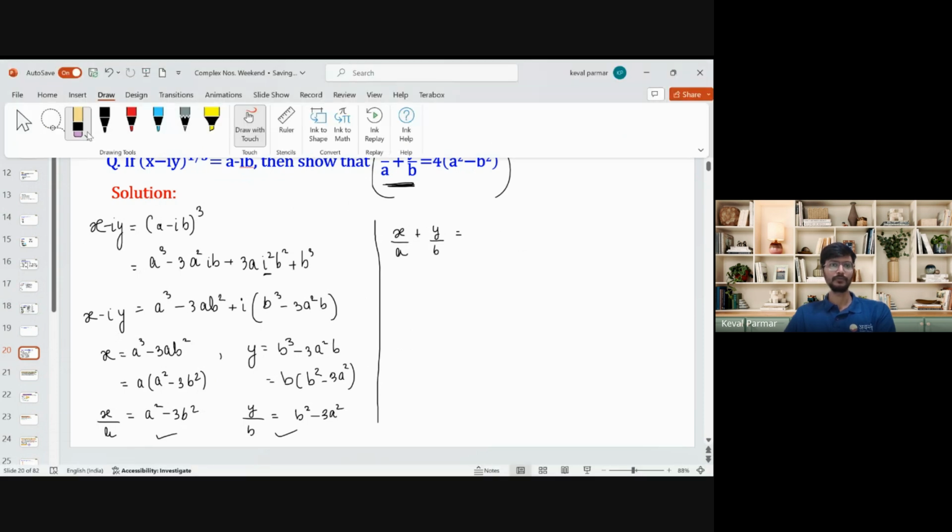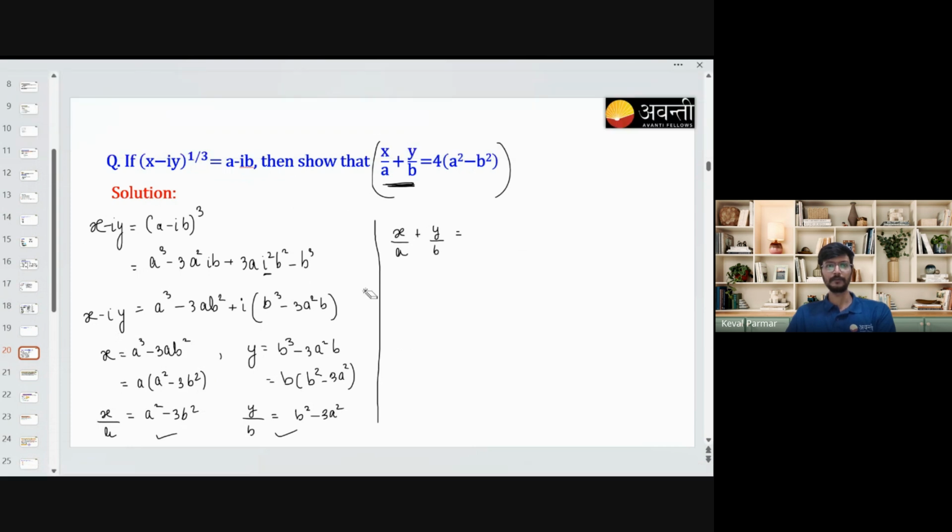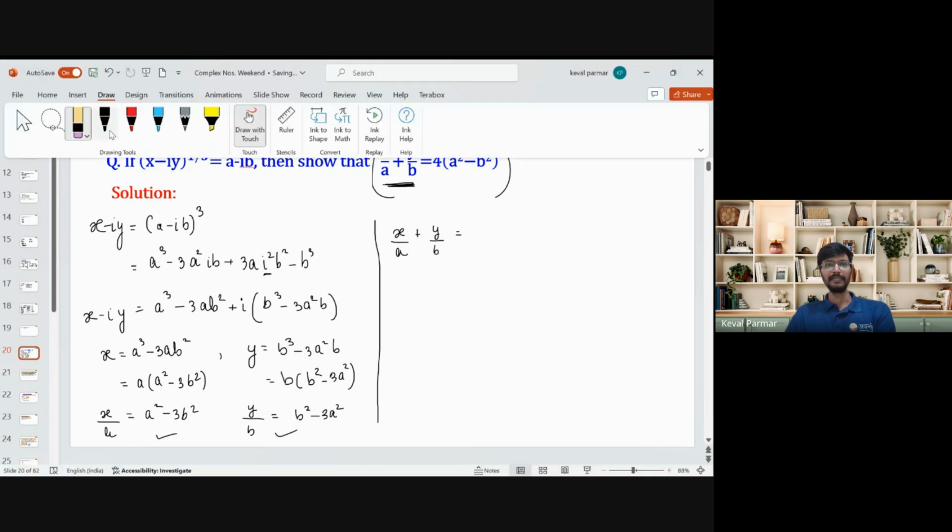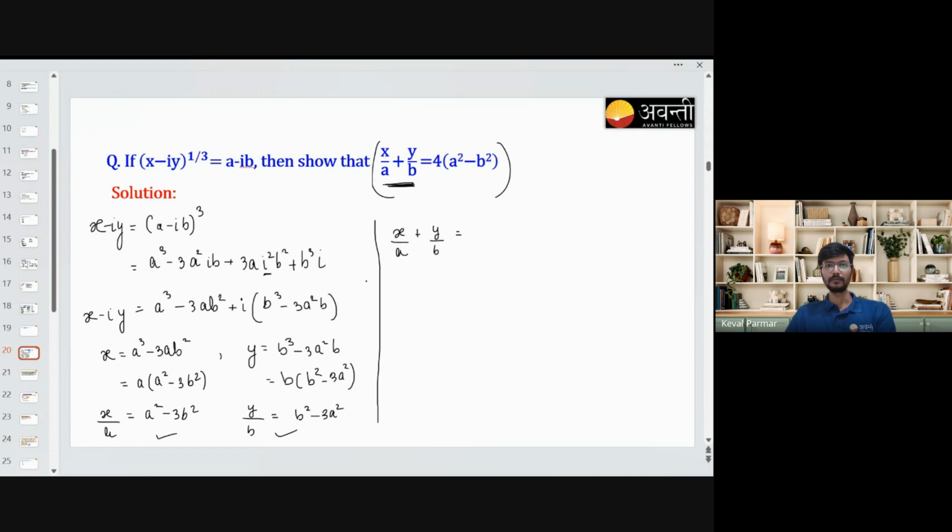Oh, guys, sorry. This will be minus, so it will be minus b cube i cube. So i cube is minus i, so plus b cube. i cube is minus i. I think we have done it correct, but I think not also. Did we make some error?